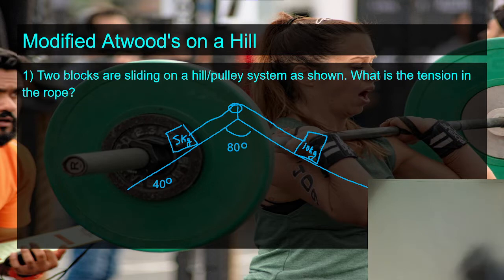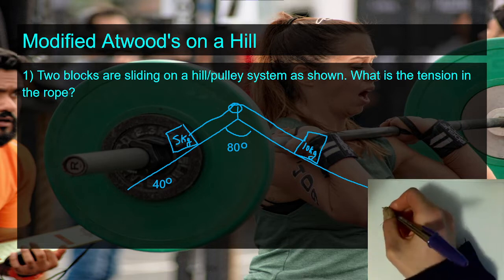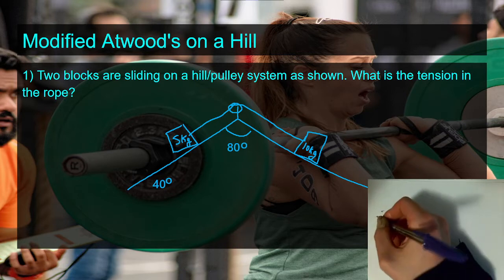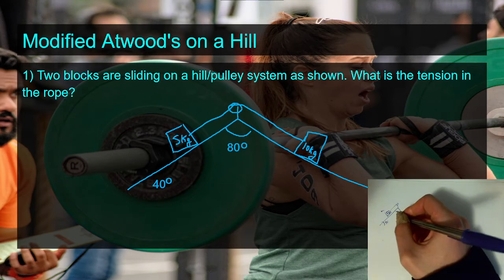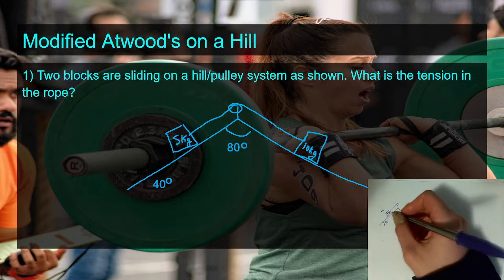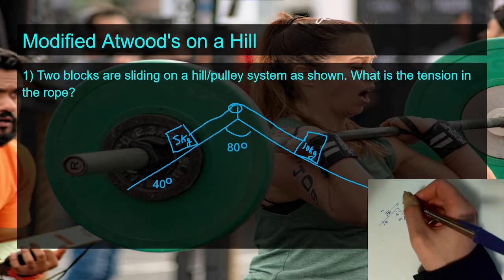So for our first one, we've got our hill, we've got M1, which is 5 kilos, comes up here, makes a pulley, and then comes down to this one. We've got an 80-degree angle, we've got a 40-degree angle, and that means that this is going to be a 60-degree angle? Is that right? Over by 20, under by 20? Yeah, to add up to 180.